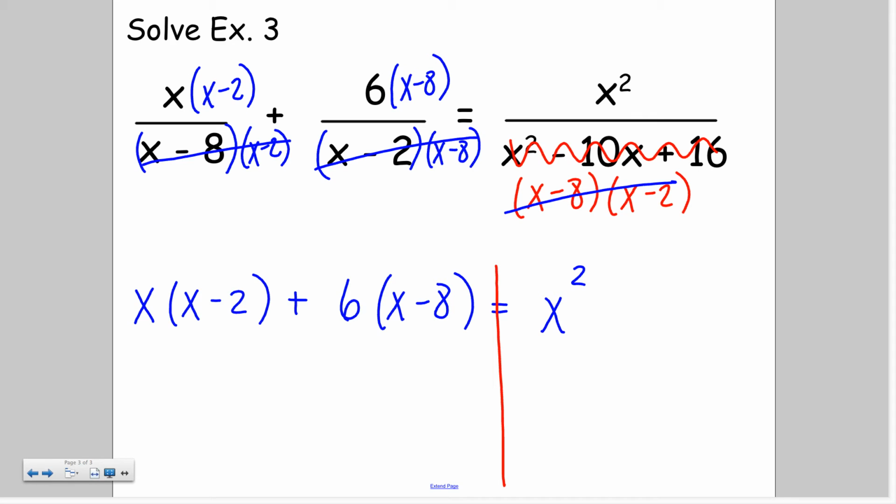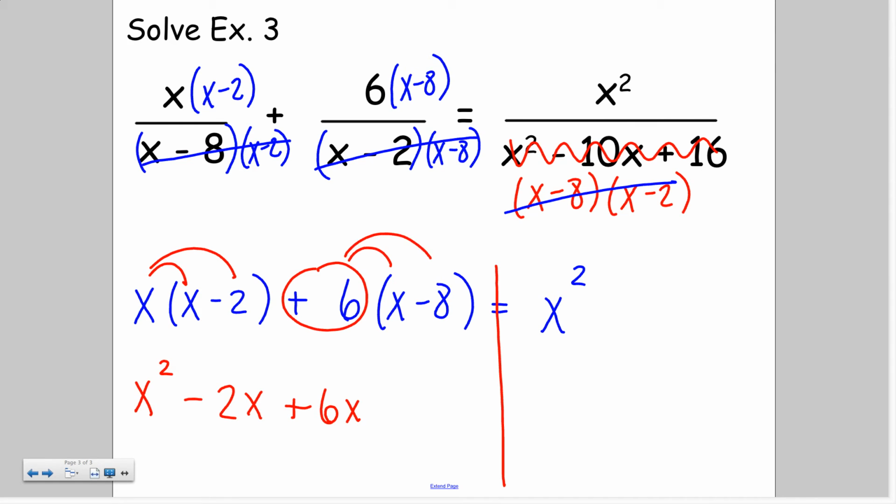Now I'm going to start solving. So let's distribute. X times x is x squared. X times negative 2 is negative 2x. That is a positive 6, so signs should not change. Positive 6x and 6 times negative 8 is negative 48. The right side stays the same.